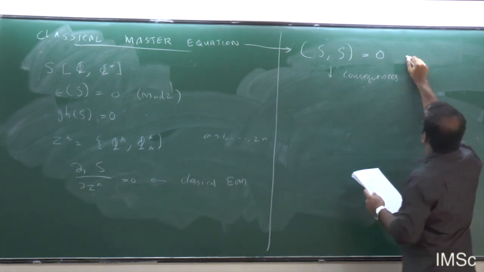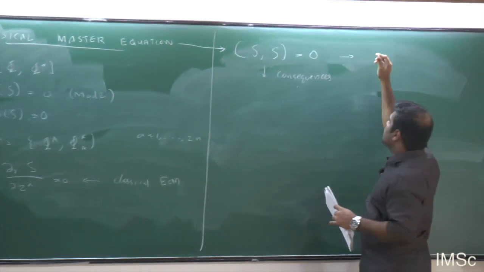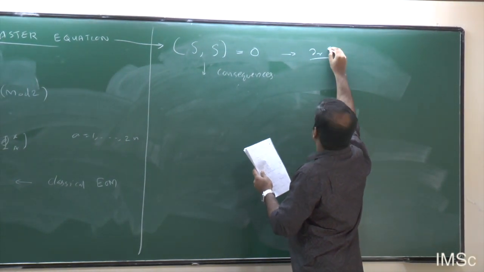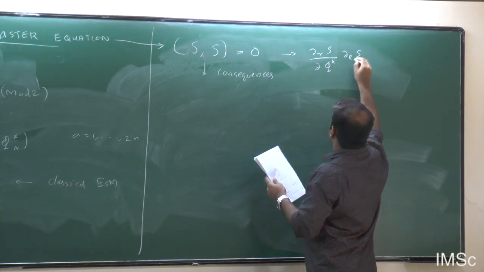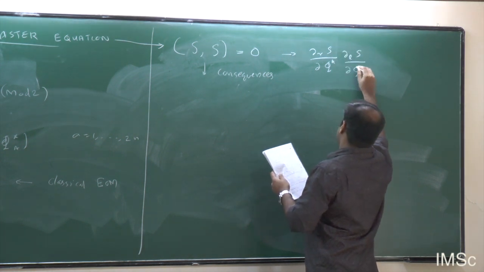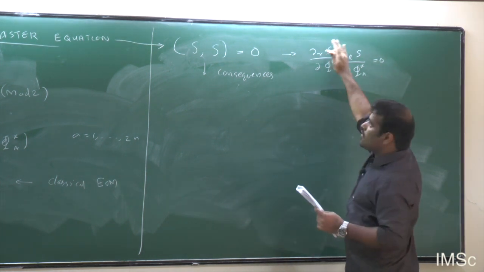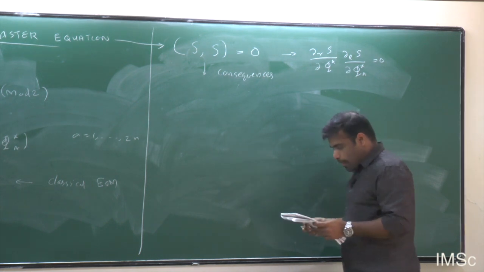So let us start with this equation. Just reminding you that this is a differential equation in the space of field and antifield. It is given by the right derivative of S with respect to phi A, and then the left derivative of S with respect to antifield phi star A, equal to 0. This is a differential equation that you write down in the space of fields and antifields.